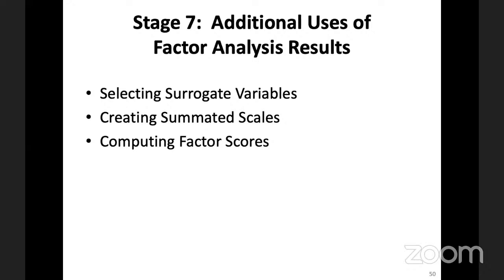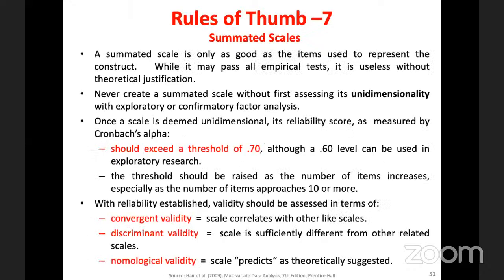Second is creating a summated scale. In this case, the sum is taken of all the variables, and then the average is taken, and that average is used as the representation of the factor. Third is computing a factor score. Factor scores are computed based on the weightage of the variables, and this factor score is used for further analysis.